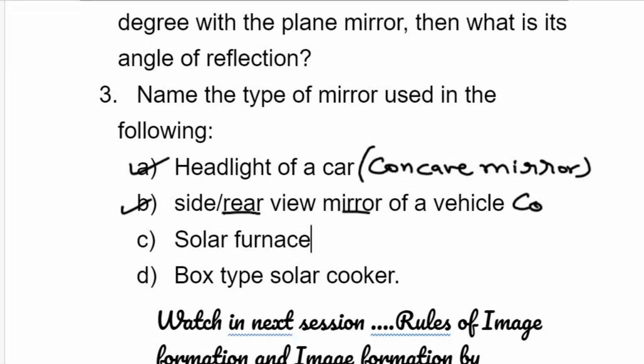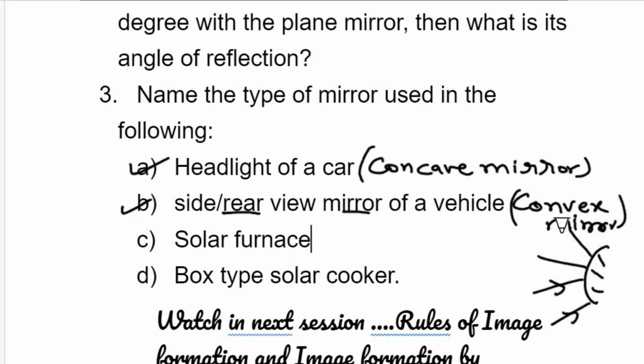It is the convex mirror. Why convex mirror? Convex mirror has a special feature that it is bulging outward. As a result, its view area is more. That means it can capture a wider field of view. That means it can see more. That is one reason. Number two, convex mirror never forms an inverted image. Convex mirror always forms an erect image of an object, though small in size.